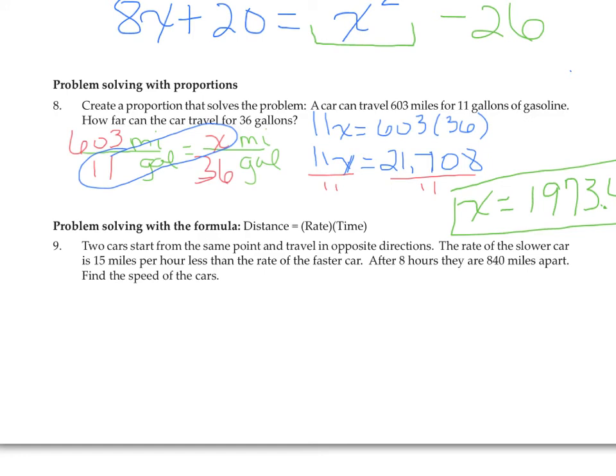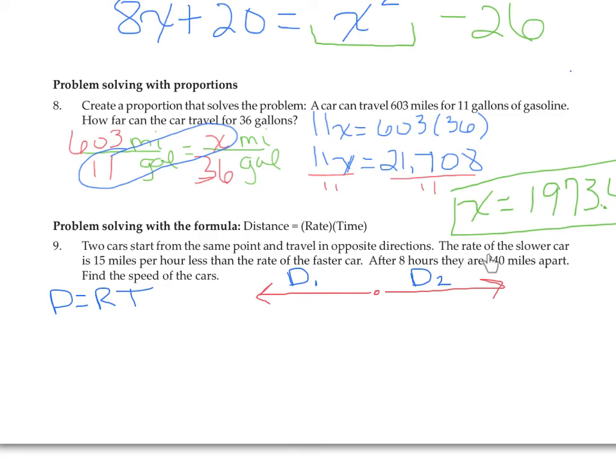The two cars are starting in the same place and they're going in opposite directions. Okay? So we have two different situations going on here, where we have a slower car, and I'm going to call that D1, and a faster car, and that D stands for distance. The second car is D2. All right, the formula is distance equals rate times time. Okay? So that's what you're going to need to know here.